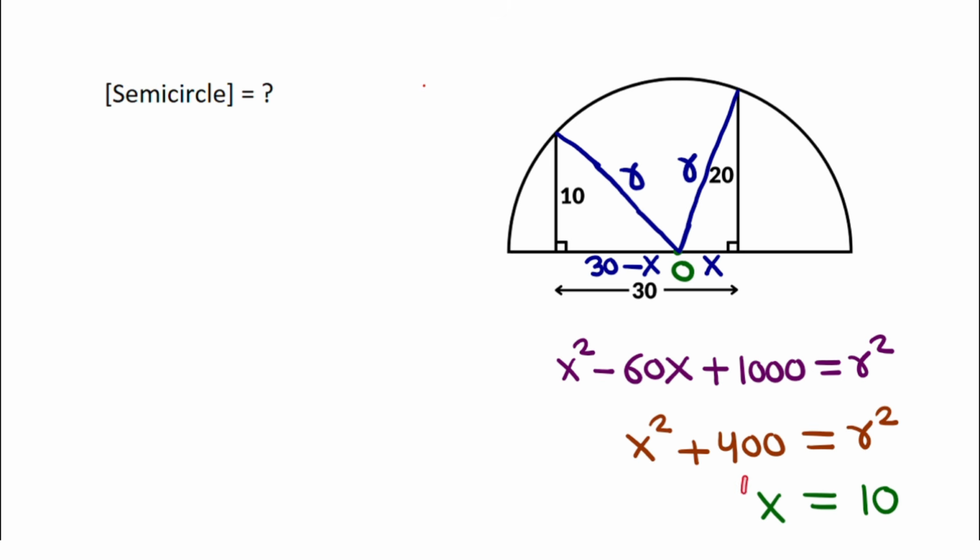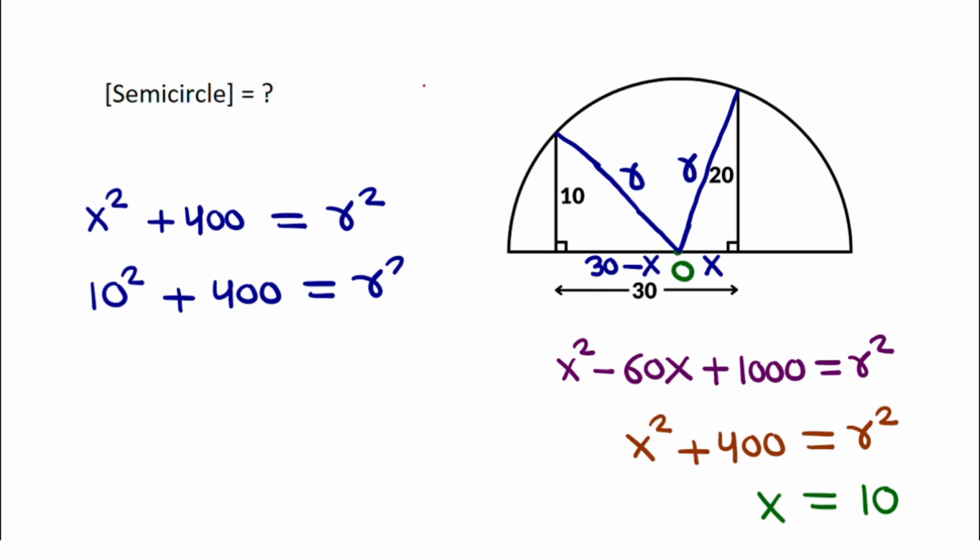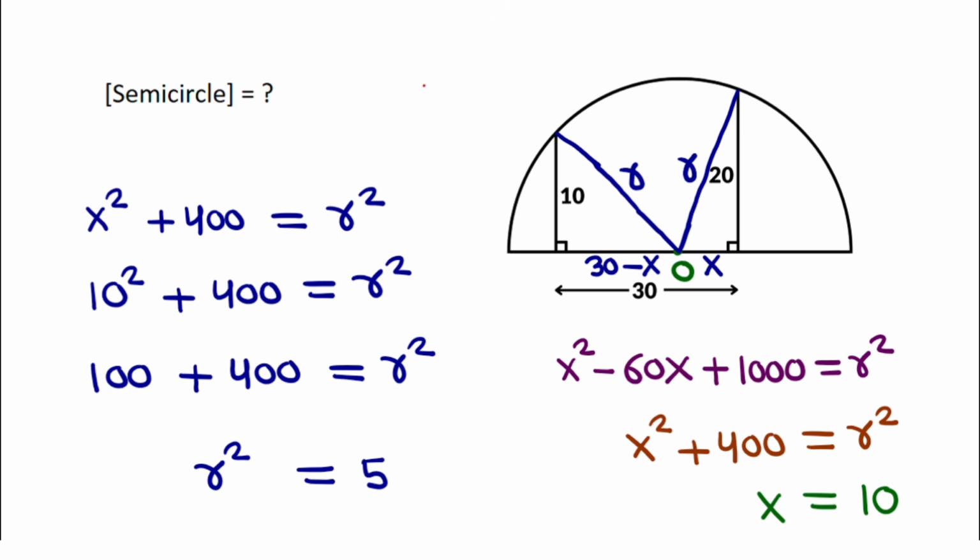Now, plug this back. Use the simpler equation. X squared plus 400 equals R squared. So 10 squared plus 400 equals R squared, which is 100 plus 400 equals R squared. That means R squared is 500. And that's all we need.